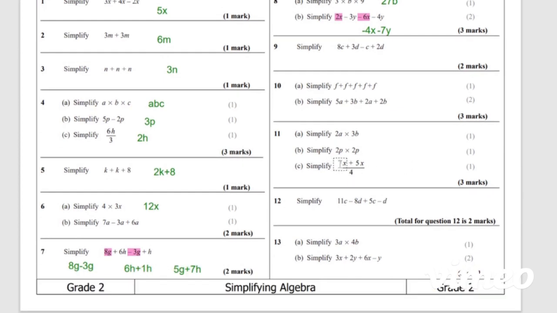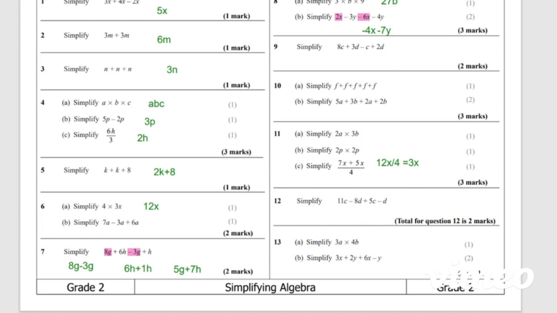Okay, looking at this question here, because this one's a little bit different from the others. Again, 7 plus 5 gives me 12x. 7x plus 5x gives me 12x. And I know that means divided by 4. 12x divided by 4 equals 3x. So my answer is 3x.